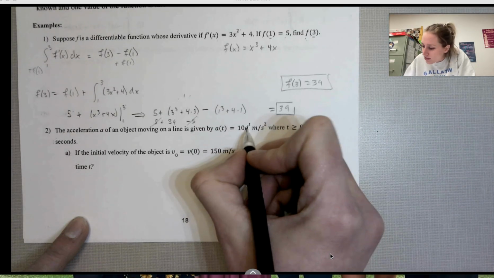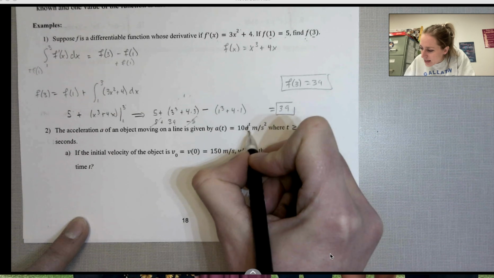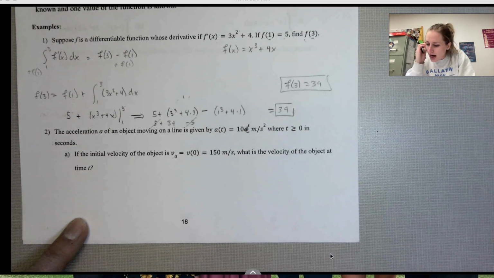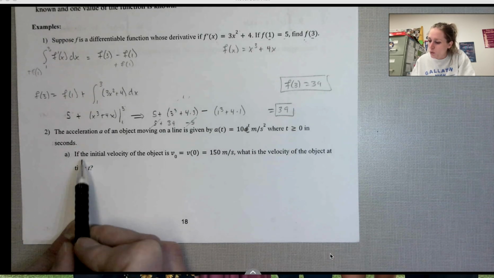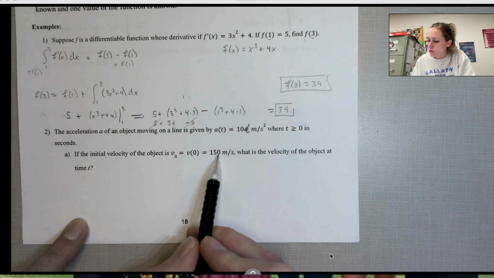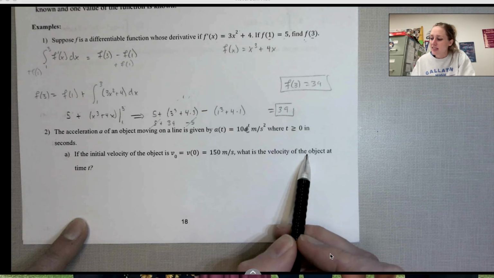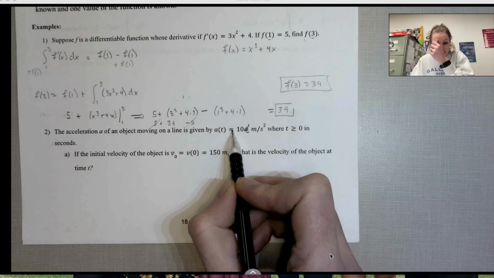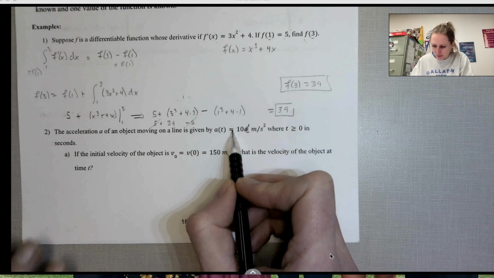Sorry, this is a typo. This should be 10e to the t. Okay, so I have the acceleration function. If the initial velocity v of 0 is 150 meters per second, what's the velocity of the object at time t? So velocity is the antiderivative of acceleration.